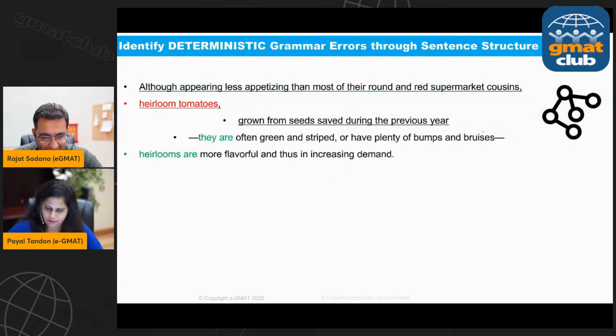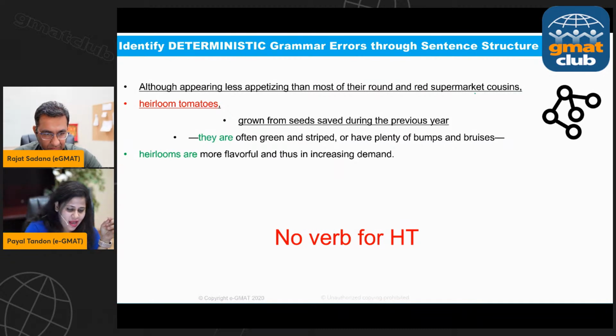Now, another thing that the sentence structure helps you do is identify all the deterministic grammatical errors.